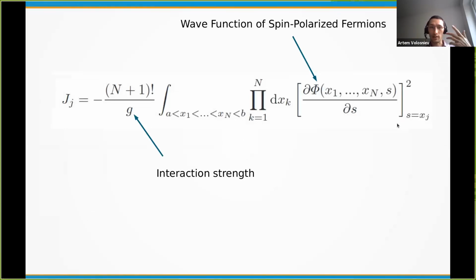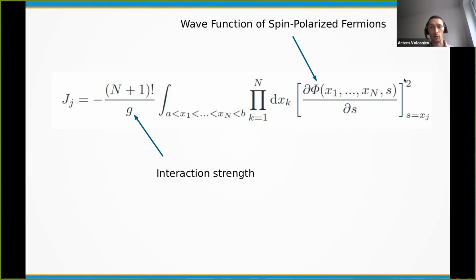All right, so if you just do this calculation, then you get the wave function of spin polarized fermions, and you get this exchange coefficient that you need as an input for your spin chain. It will be this integral. Here an interesting thing happens: it basically contains two parts. First, it will be the 1/g interaction outside, and then the rest will just depend on the shape of the potential through the wave function of spin polarized fermions. Okay, so that is important.